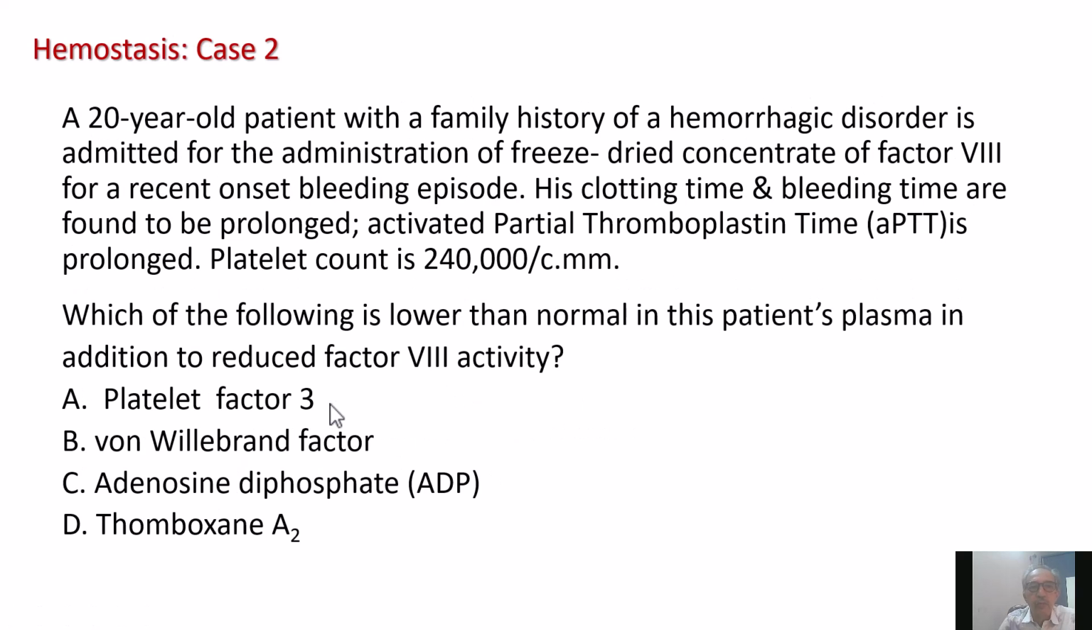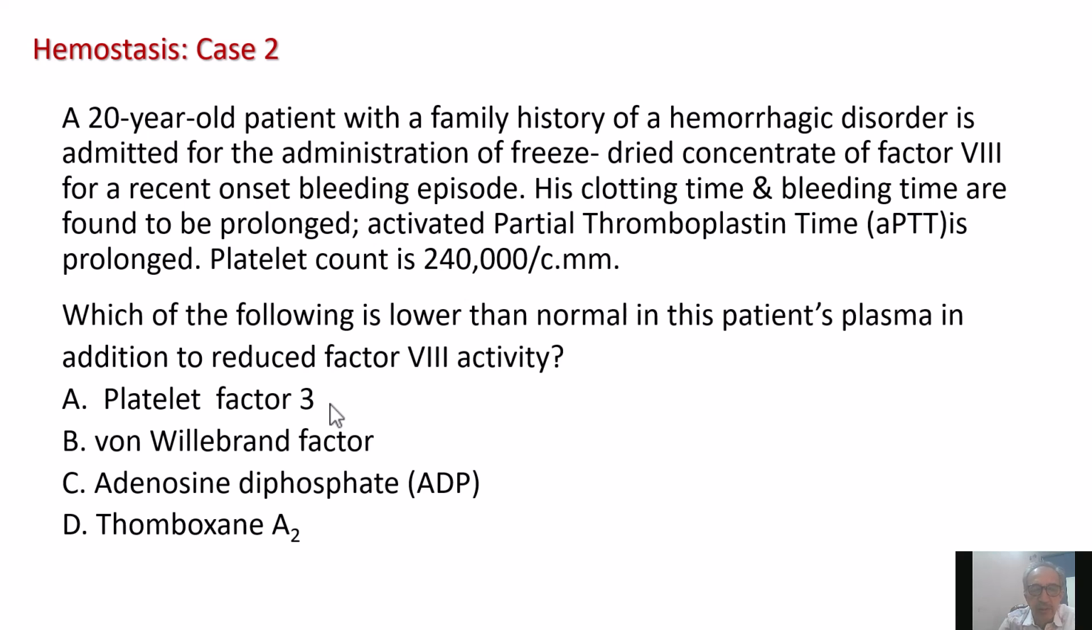Hemostasis case 2. A 20-year-old patient with a family history of hemorrhagic disorder is admitted for administration of freeze-dried concentrate of factor 8 for a recent onset of bleeding episode. His clotting time and bleeding time are found to be prolonged. Activated partial thromboplastin time (APTT) is prolonged. Platelet count 2,40,000 per cubic millimeter. Which of the following is lower than normal in this patient's plasma? In addition to reduced factor 8 activity: platelet factor 3, von Willebrand factor, ADP, thromboxane A2.